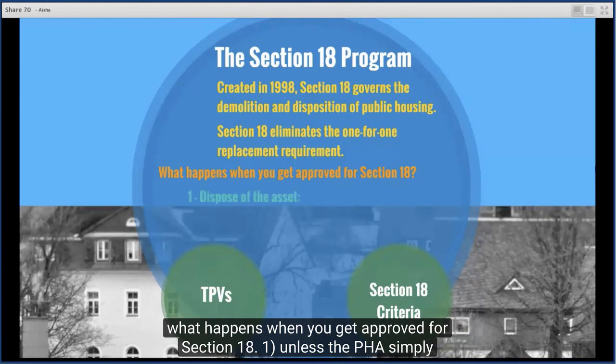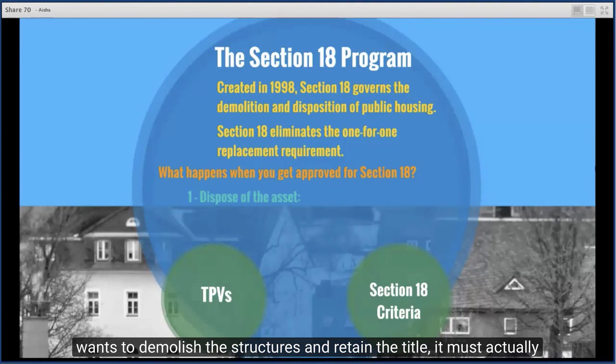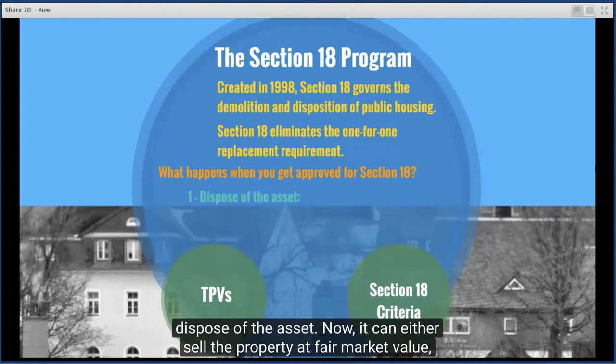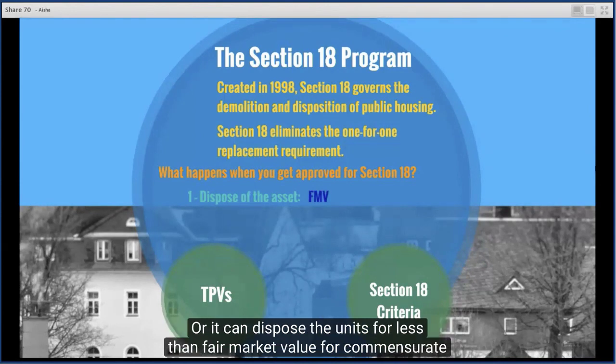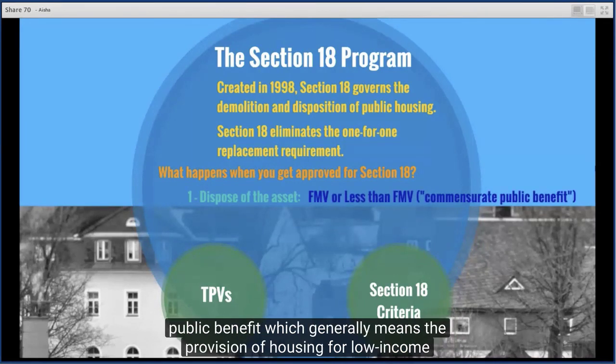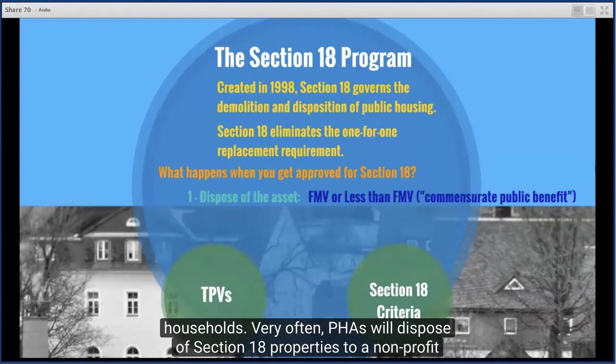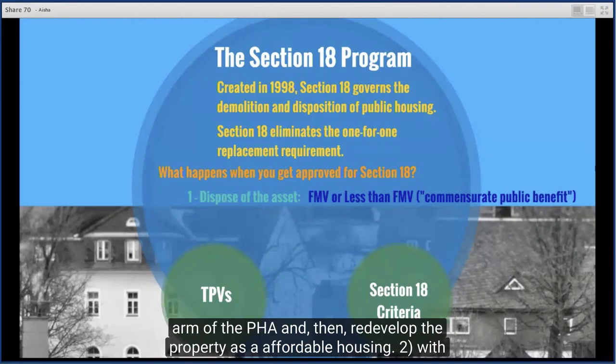First, unless a PHA simply wants to demolish the structures and retain the title, it must actually dispose of the asset. Now, it can either sell the property at fair market value, in which case the proceeds must be used for public housing or Section 8 purposes, or it can dispose of the units for less than fair market value for commensurate public benefit, which generally means the provision of housing for low-income households. Very often, PHAs will dispose of Section 18 properties to a nonprofit arm of the PHA and then redevelop the property as affordable housing.